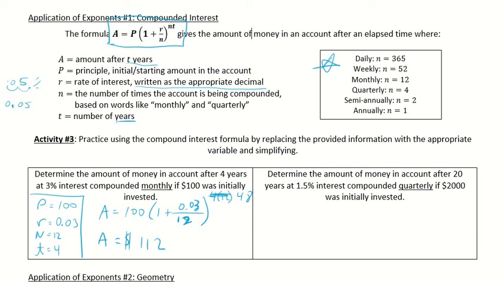In this case, $112.73, which would mean that over 4 years invested at 3% in this account, compounded monthly, you would earn $12.73 in interest, which may not seem like a lot, but we also only invested $100, so it was a small amount to start. I would like you to try this next question on your own. Pause the video, try the problem. When you think you have the answer, push play and see how you did.